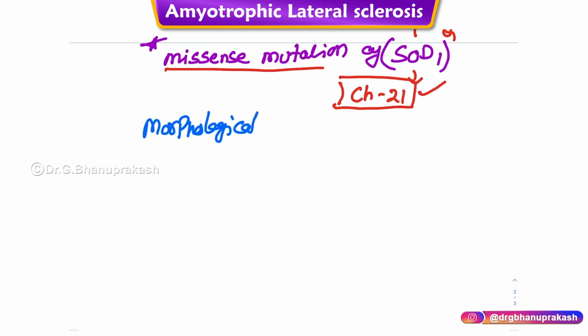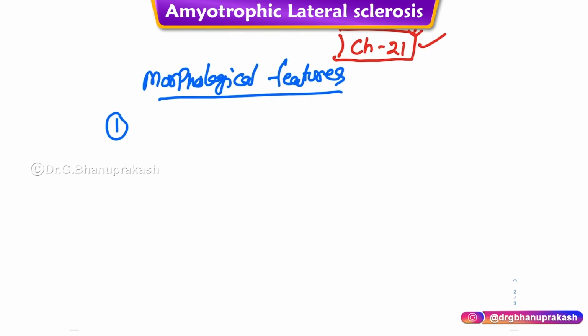Morphological features. Let us discuss the morphological features. In the morphological features, the first point I want to discuss over here is known as reactive gliosis. Have you heard this term, guys? What is the reactive gliosis here?